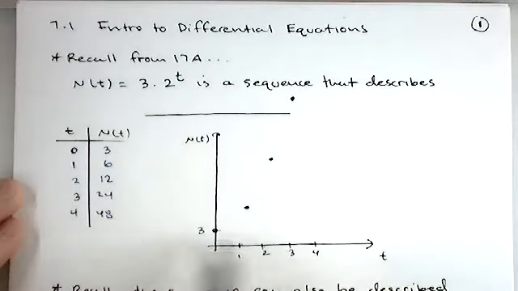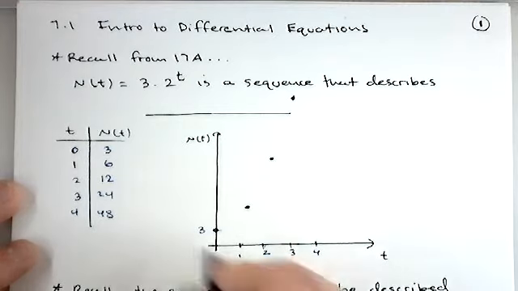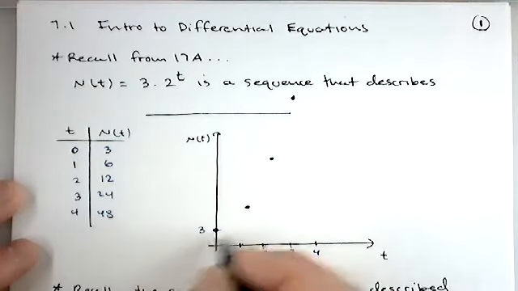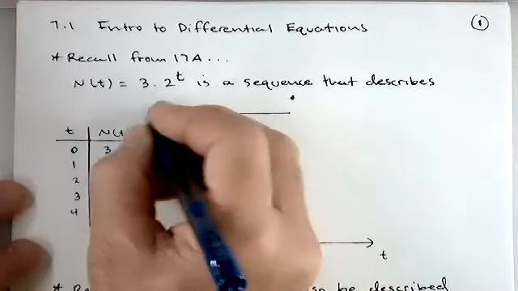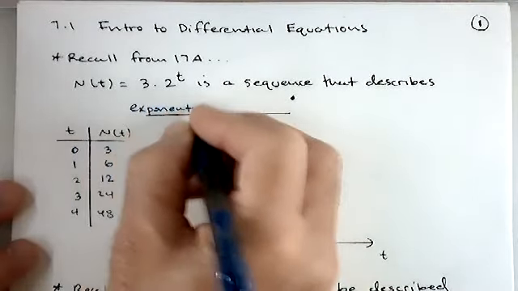So what is this describing? What kind of a growth does that? It's certainly not linear. That's exponential growth. Yeah. So this particular sequence would model exponential growth.